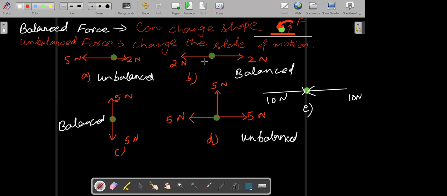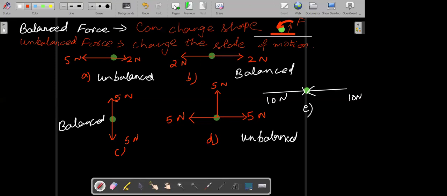Okay, so if the forces are balanced, they can bring about a change of shape. If the forces are unbalanced, they will bring about a change in the state of motion. Now in this chapter, we are going to mainly discuss the unbalanced forces. Before that, let's start with the main topic, starting with inertia.